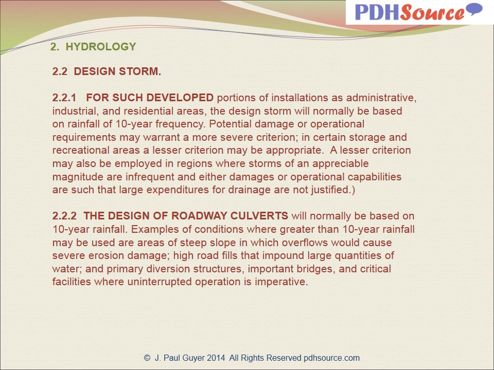The design of roadway culverts, because one of the major challenges, or objectives, of drainage design is to prevent the flooding of roadways because of the hazard that they present to traffic, will normally be based on the 10-year rainfall. Examples of conditions where greater than 10-year rainfall may be used are where there are steep slopes in which overflows would cause severe erosion damage, high road fills that impound large quantities of water, and primary diversion structures, important bridges, and critical facilities where uninterrupted operation is imperative.